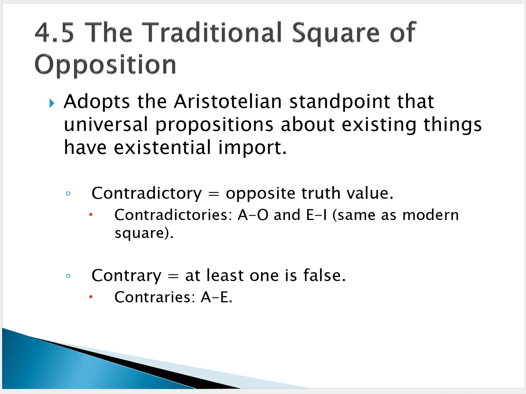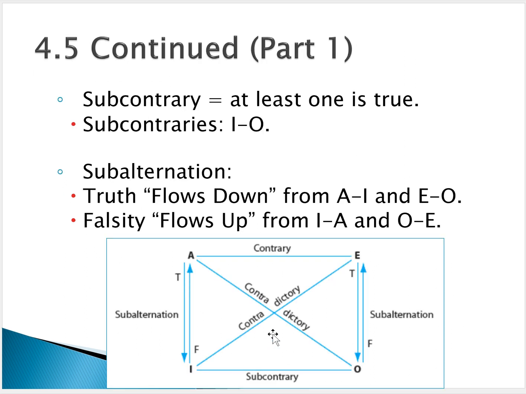And this looks at Aristotle's standpoint that universal propositions about existing things have existential import. So if it's contradictory, A and O and E and I are kind of the same. They're the ones that are across from each other on that modern square, because we talked about the modern square before. And contrary just means that at least one is false. So your contraries are A and E. Contradictories are A and O and E and I. Contraries are A and E. Your subcontraries are going to be I and O, where at least one is going to be true.